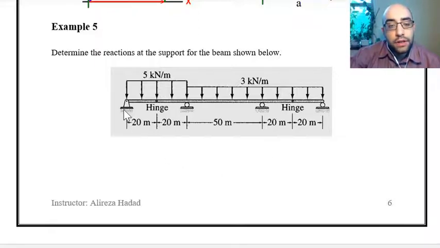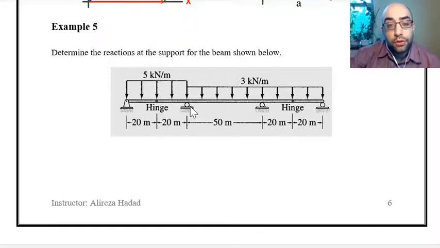I have a hinge support over here. For this hinge support, we have one reaction in the vertical direction and one reaction in the horizontal direction. I have a roller support over here, and at the end also we have a roller support. For each of these roller supports, we are going to have only one reaction.